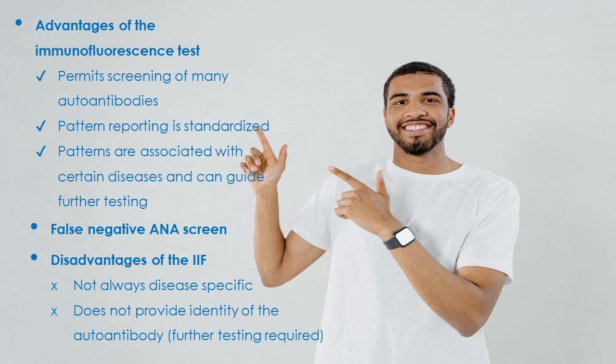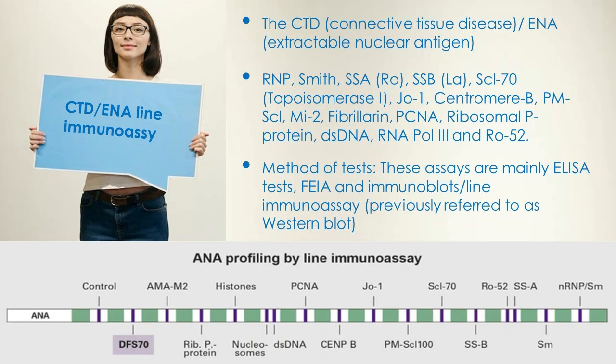So what are the alternative ANA tests? These are what are termed the solid phase assays, where specific antigens are immobilized to a surface and the serum is tested for corresponding autoantibody. These assays are mainly ELISA tests, fluorescent enzyme immunoassays, and immunoblots. The CTD, or connective tissue disease test, is a well-known alternative used by most laboratories.